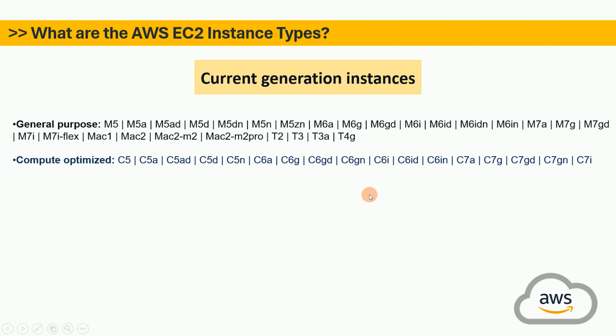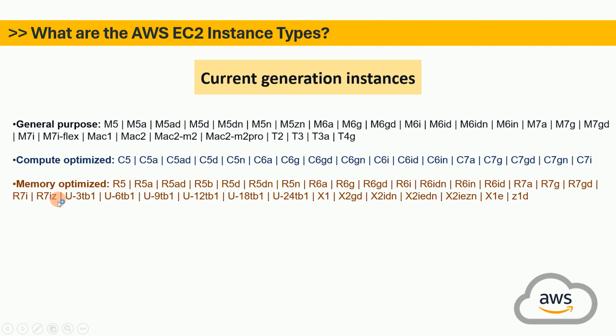So these are the instance types which have more CPU as compared to memory. And then memory optimized: R5, R5a, U, X1, X1e, Z1d. So these are memory optimized instance types, which have more memory as compared to CPU. I will show you more with an example. You will get better clarity on it. Nothing to worry. And then storage optimized: D2, D3, D3en, H1. So these are storage optimized.